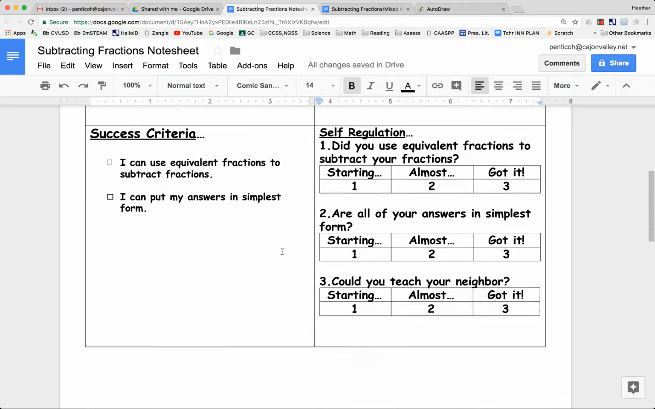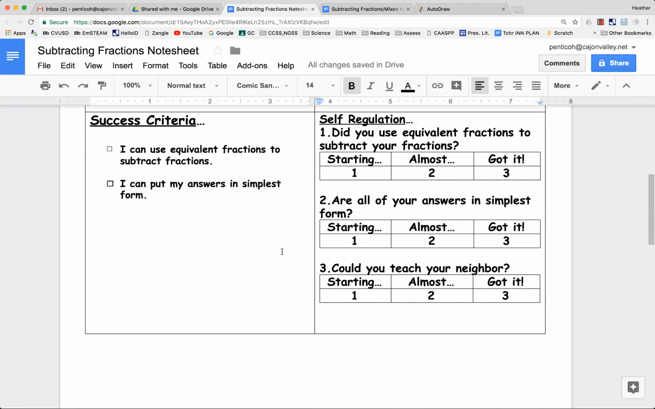Underneath that is kind of some ways to check off whether or not you're being successful. If you can check both of these things off over here in the success criteria, kind of mentally check them off, then you are ready to take a test on this particular skill.